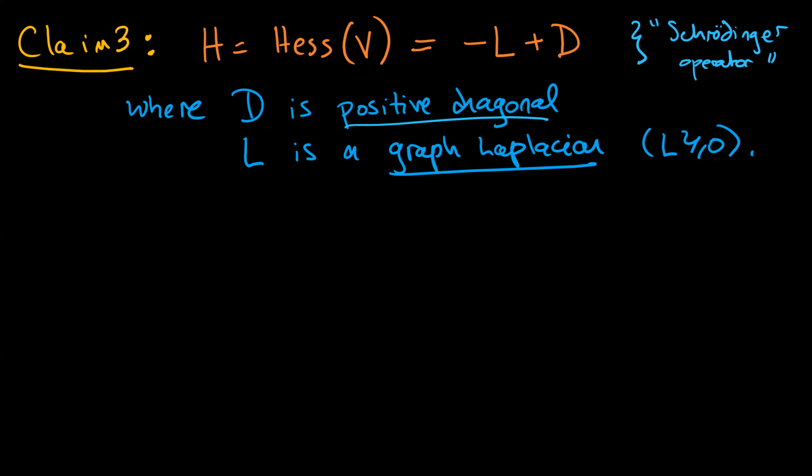So the diagonal entries are all smaller than the sum of the other entries in that particular row. So the Hessian is sort of like a Laplacian, except all the diagonal entries are wrong, and they're all wrong in the same direction. So we can express the Hessian as minus the Laplacian plus a strictly positive diagonal matrix.